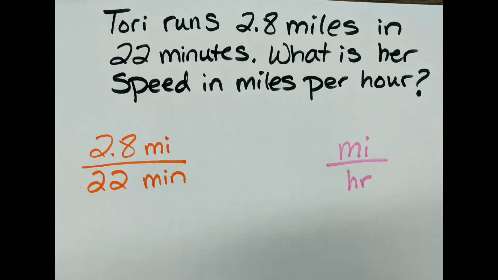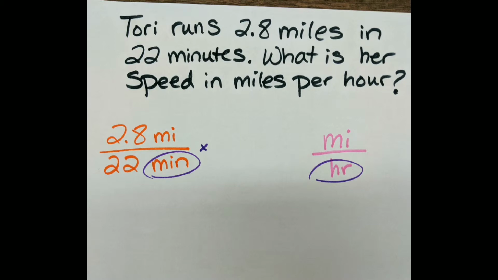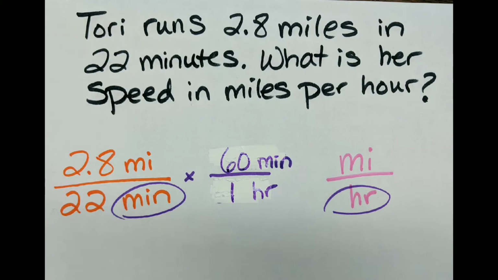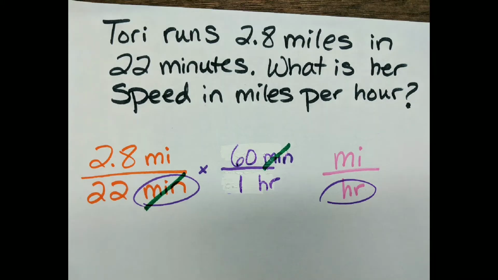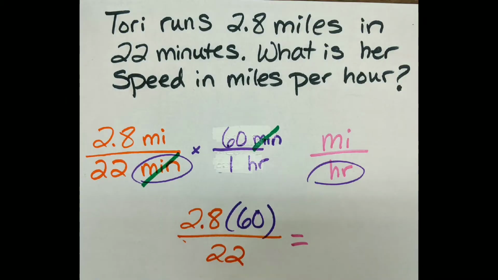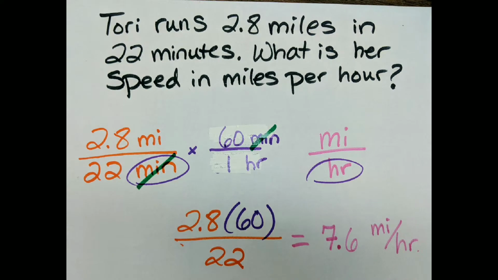The miles already looks okay. We don't need to convert that, but I know that I want to cancel out the minutes in the denominator. So I'm going to do that by putting the unit conversion with minutes in the numerator, and then hours will be in the denominator, and that will get me to the answer that I want.